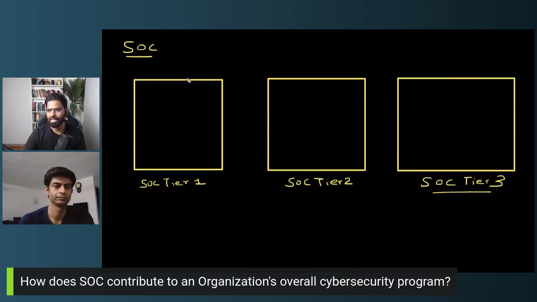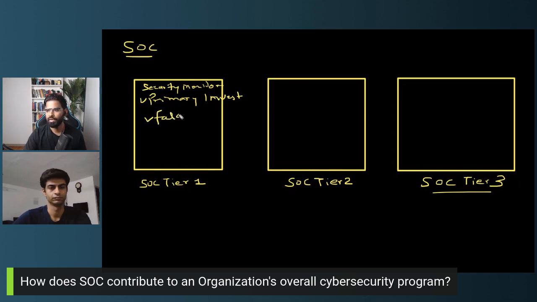Basically, as I said, SOC has three tiers, right? Depending on the organization, in the managed security service or in the consulting businesses, it can be different. But this is similar in most of the organizations. SOC tier one takes care of the security monitoring or threat management. They take care of the security monitoring activity. And they take care of the primary investigation into the network for every alert that they get. They also deal with the false positives. They remove the false positives. They perform the initial triage.